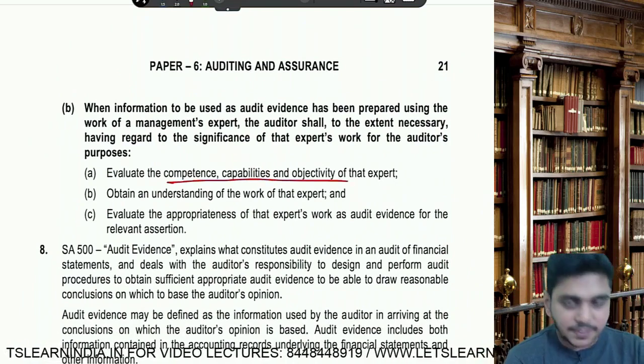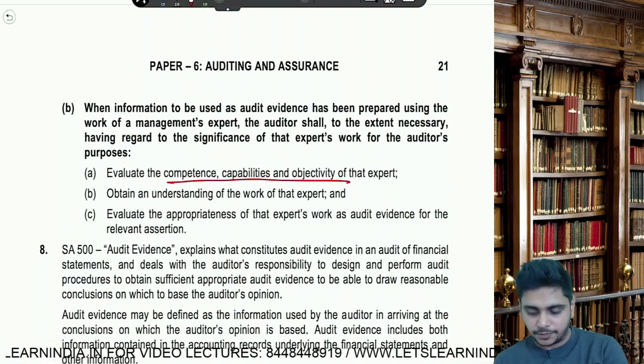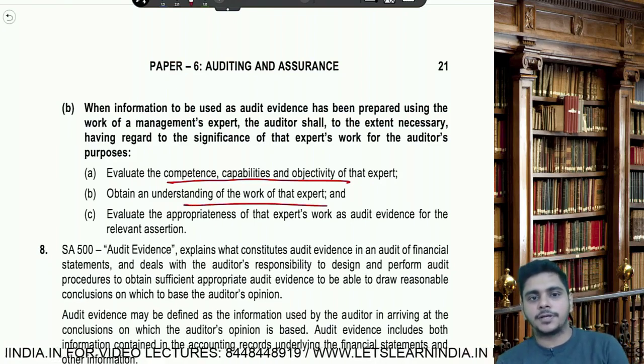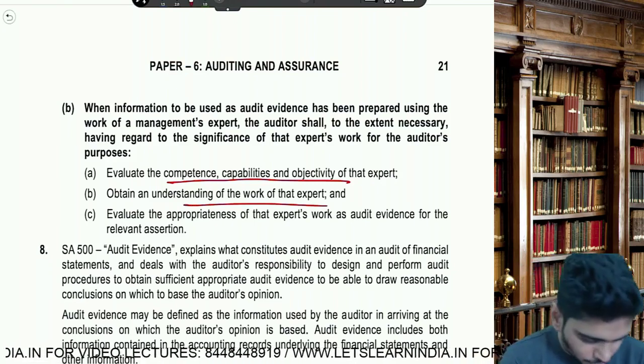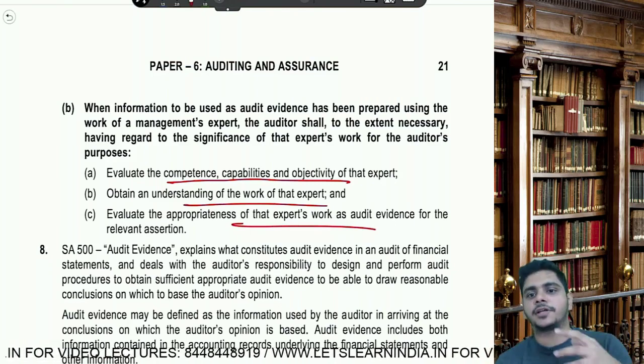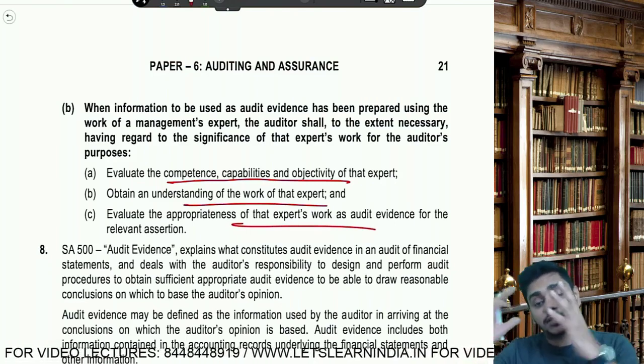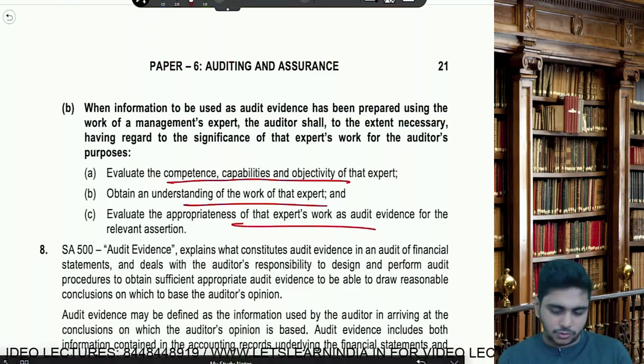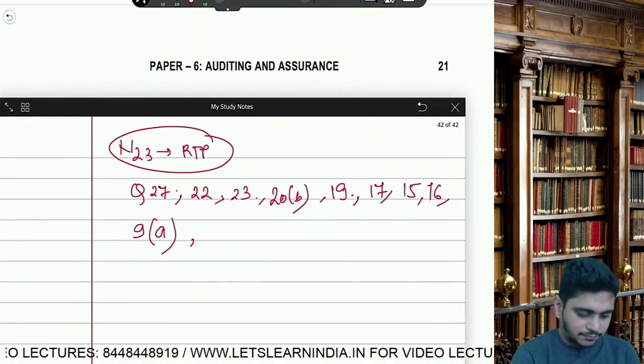Evaluation of competence, capability and objectivity of the expert. Number 2, obtaining an understanding of the work of that expert and evaluating the appropriateness of the expert's work as audit evidence for the relevant assertion. This same content is for SA 620 also, auditor's expert. This same content is for management's expert. So 7B, new question. You can expect this in the exam.